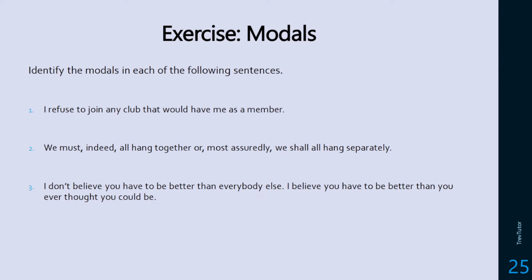So there's a limited amount of modals, so just try to identify them in each of the following sentences, pause the video, and now I'll go over the solutions. So I refuse to join any club that would have me as a member. So would is a modal here, would have me as a member. This is hypothetical here. If they would have me as a member, I refuse to join.